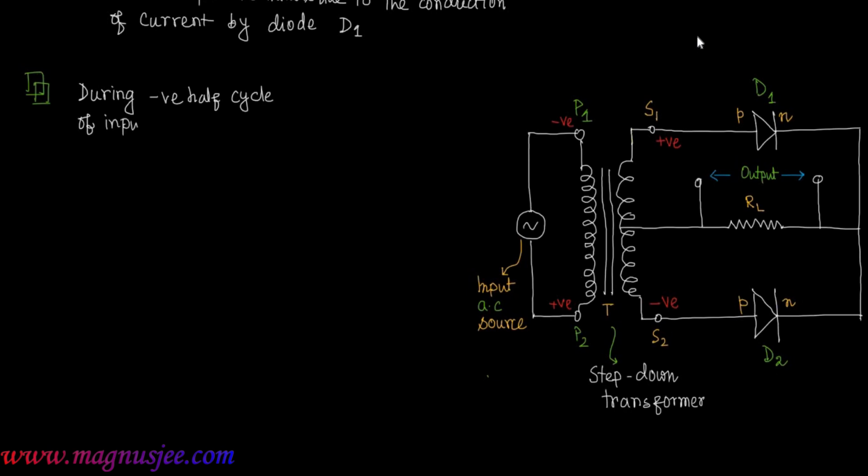During negative half cycle of input AC source, that means if we draw the input waveform, this type of input waveform during negative half cycle means this is the negative half cycle or negative voltage, and this is the negative half cycle which is applied across the two terminals P1 and P2.